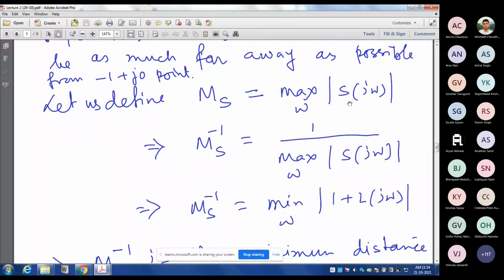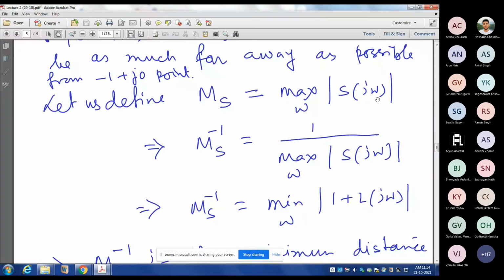Infinity norm of a transfer function is equal to max over ω of |S(jω)|. Of course, we are assuming it is a scalar transfer function. If it is a multi-input, multi-output system, then the definition is a little bit different, which I am not going into. So what is the infinity norm then? This is nothing but the peak value of the Bode magnitude plot of S(jω), right? That is the infinity norm.